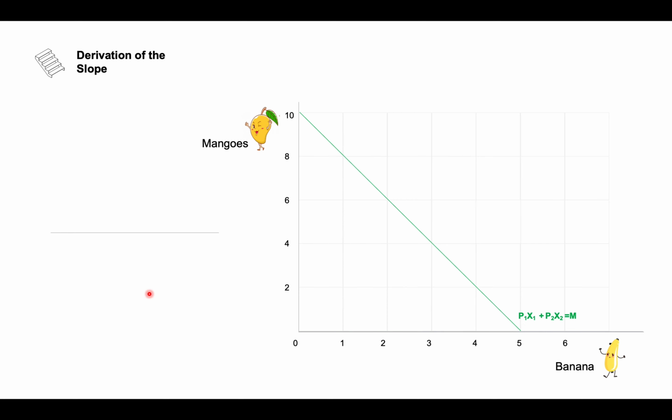Fine. Now let's derive the slope from this equation. So x1, x2, and what is this del x1? Del x1 is the change. This del x2 is the change. So this point will be x1 plus del x1, and this point will be x2 plus del x2. Is del x2 positive or negative? That we'll see later. So this is the change.